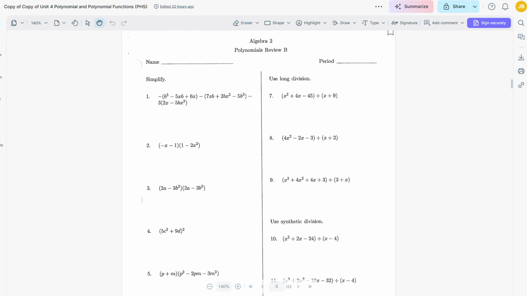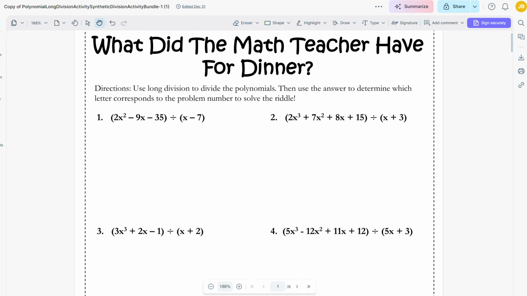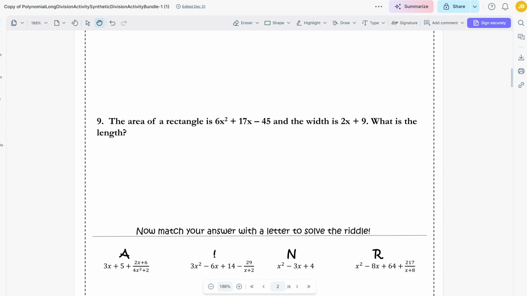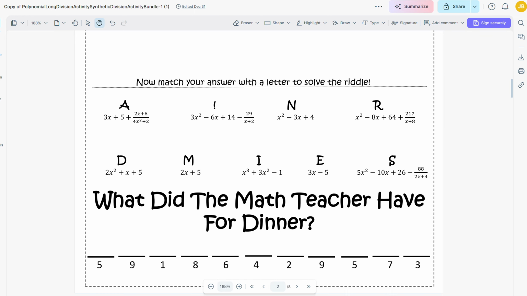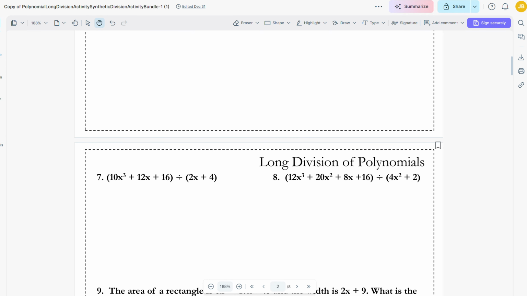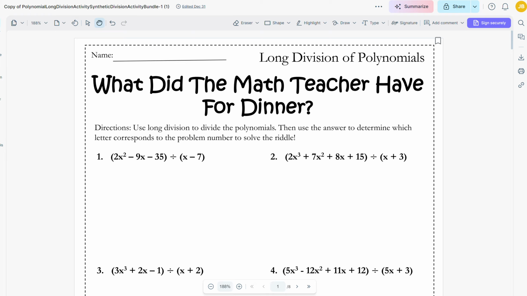Not only are you going to have these problems, but you also have a handout you're going to be receiving from the sub today, similar to the one for synthetic division. It's about 8 to 9 questions. I'm going to give you the answers, of course, but I'll go over some of these examples as well on the handout.